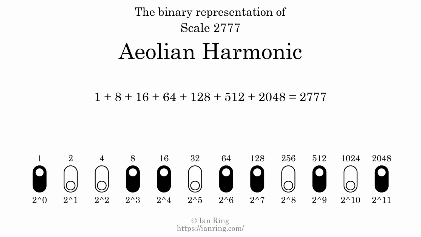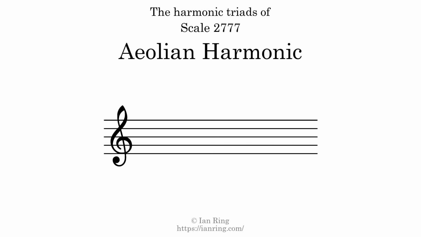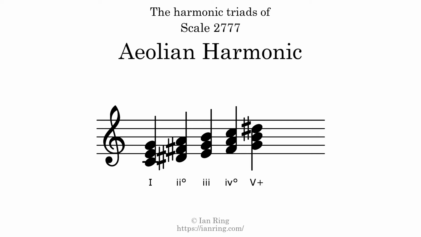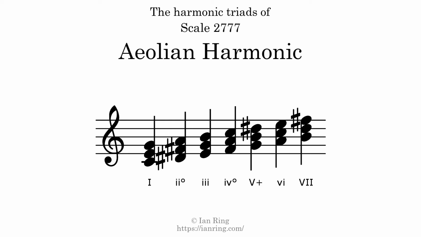2777. The scale number not only enumerates the scale with a unique index, but it also literally describes the tonal content of the scale. Represented as a binary number in base 2, the scale number is 101011011001. Here are the harmonic triads present in this scale. Major, diminished, minor, diminished, augmented, minor, major.